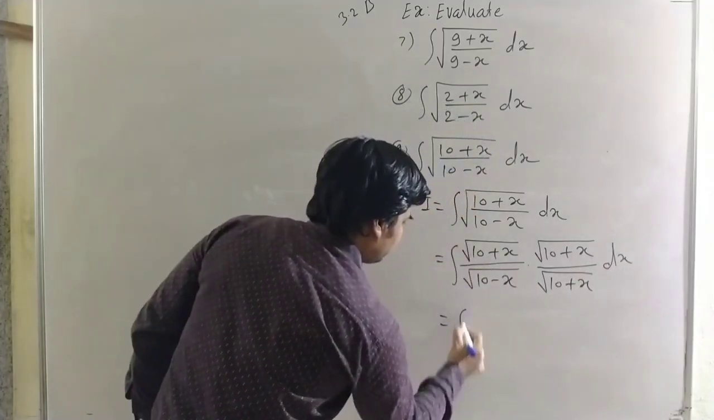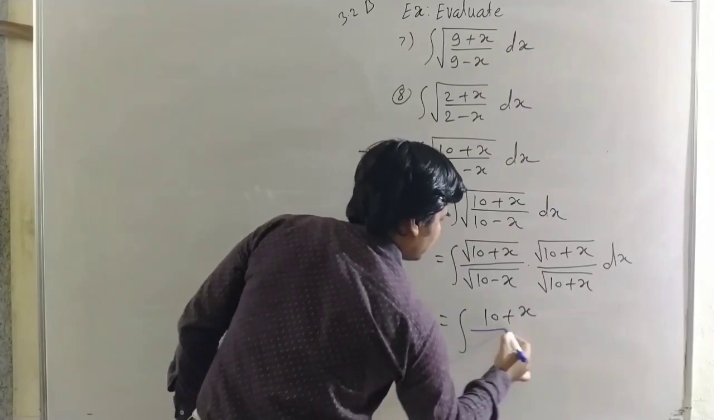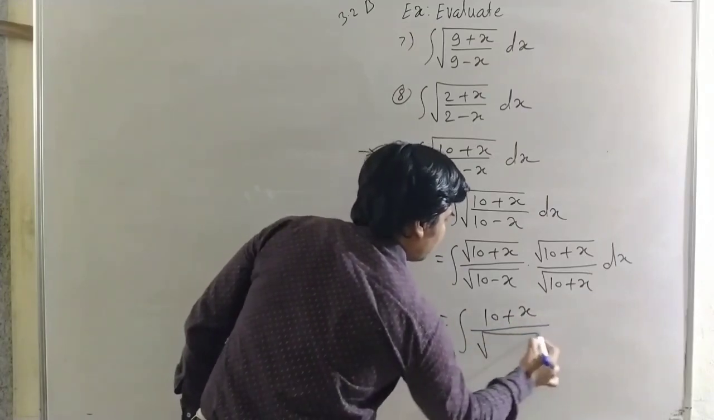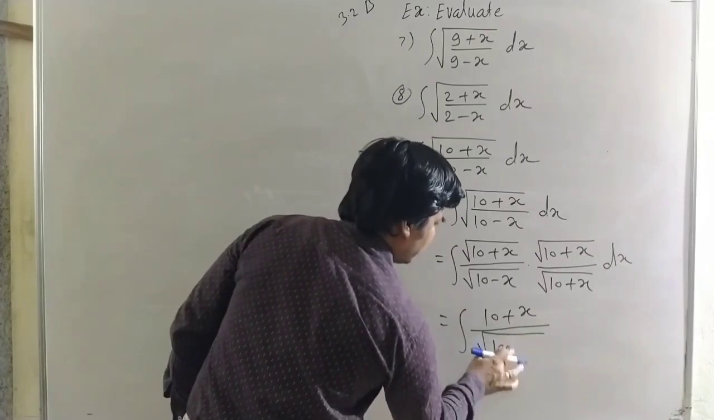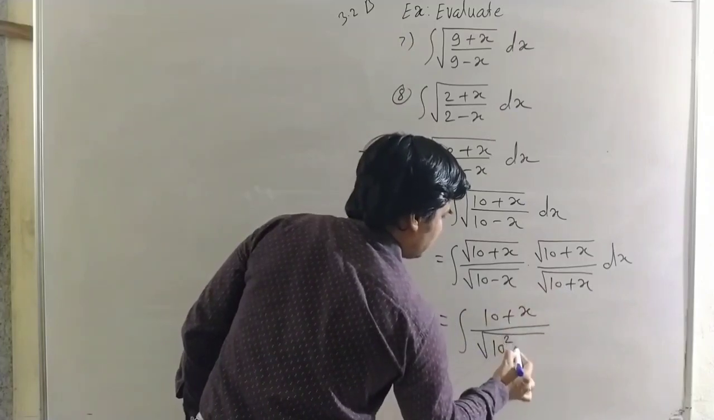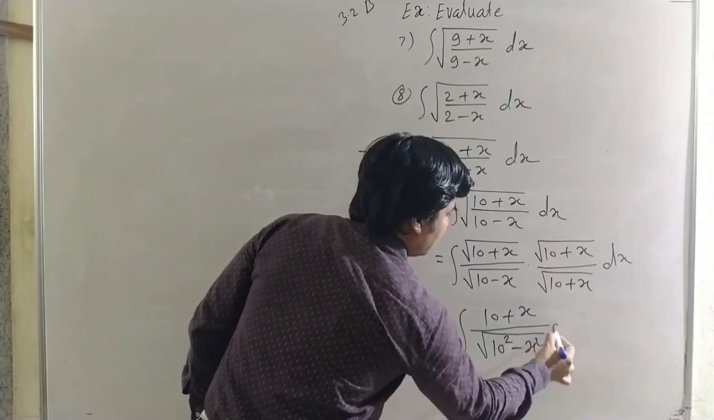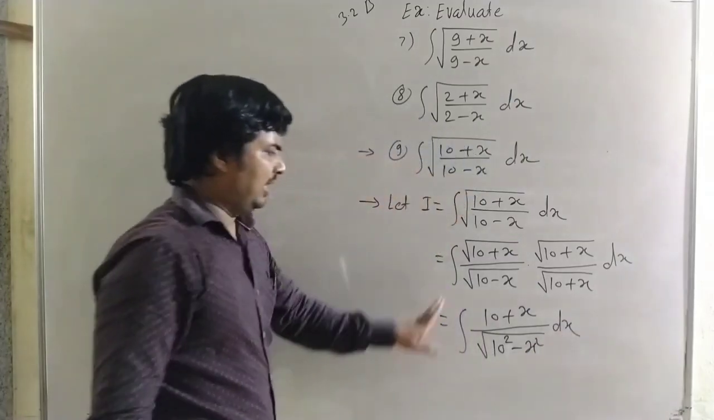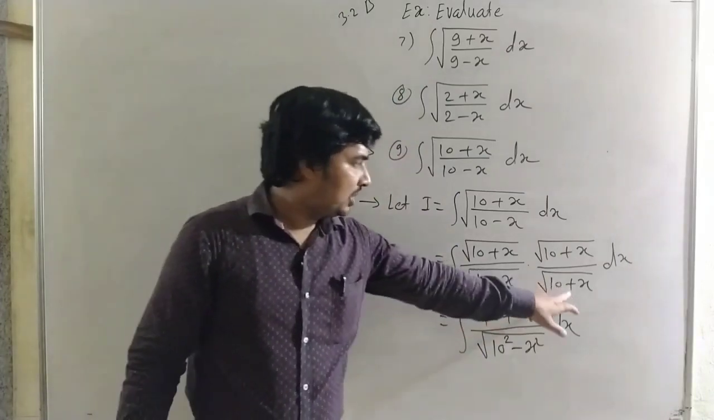Then this becomes 10 plus x upon under root of 10 square minus x square dx. The 10 square is 100, because a minus b times a plus b is a square minus b square.